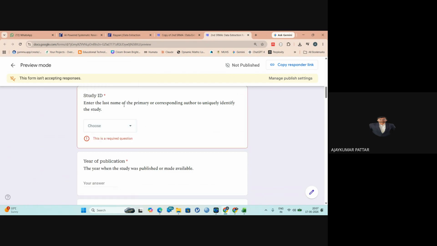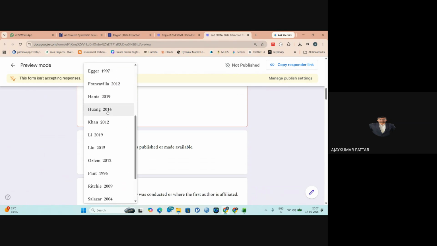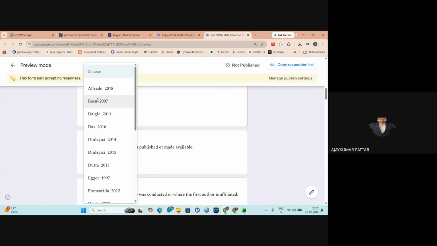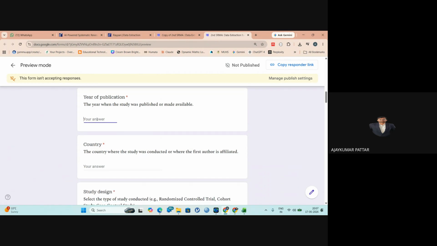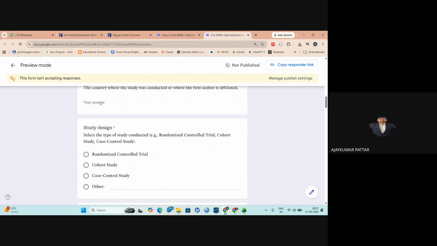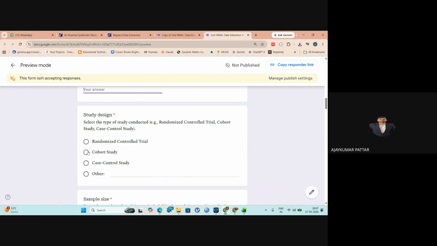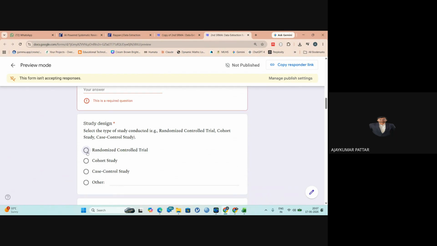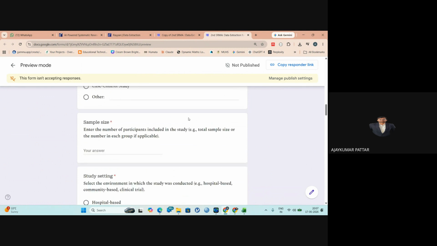Then we have to mention the study ID, enter the last name of the primary or corresponding author, and identify the year. They have given the list already. Our task is to select one study and we do this task. Then the year of publication, then country, then study design, we give the question study design, then they have to mention the option. If they click randomized control study, that will automatically enter in the Excel sheet.